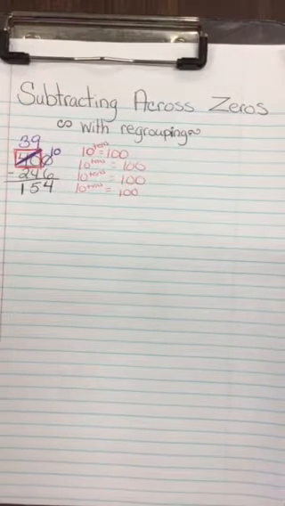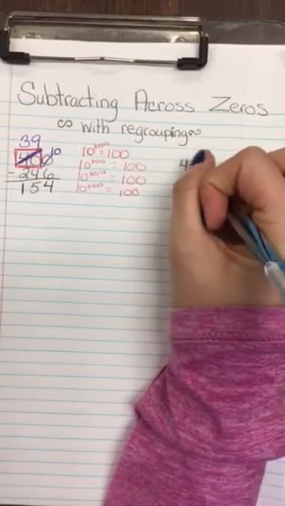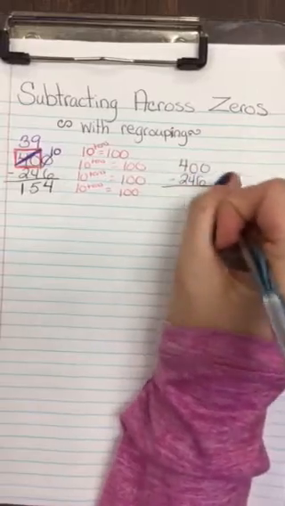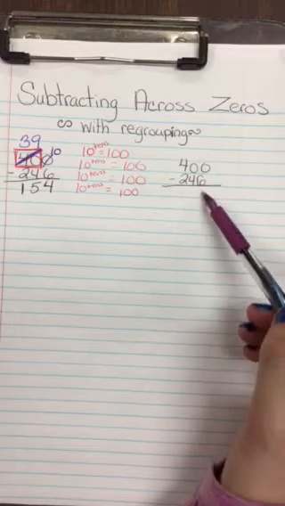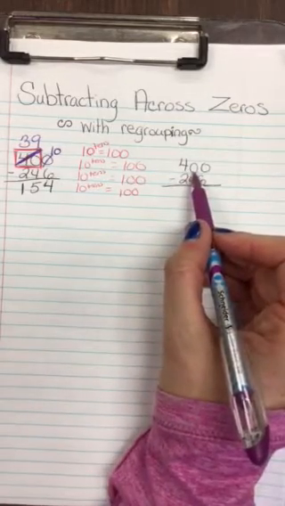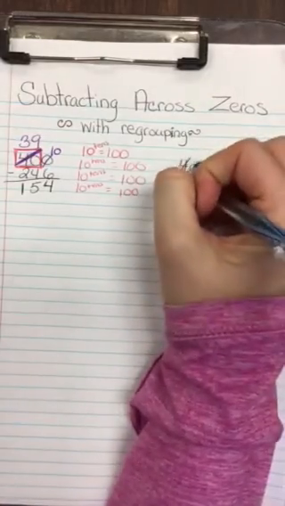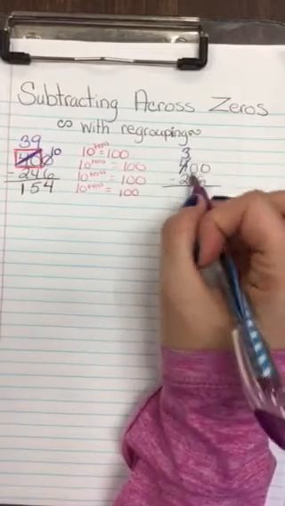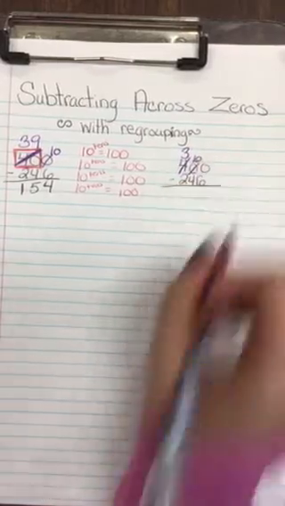Let's take that and compare it to what it would look like if we just did the traditional algorithm. So I'm going to do the same problem over here. And so now when I start in the ones place, I've got nothing, so I need to come over and regroup. Well, I don't have anything here either. So now I'm going to have to go to the hundreds, take one of my hundreds, which leaves me with 3 hundreds, regroup that 100 to tens. So 10 tens is 100.